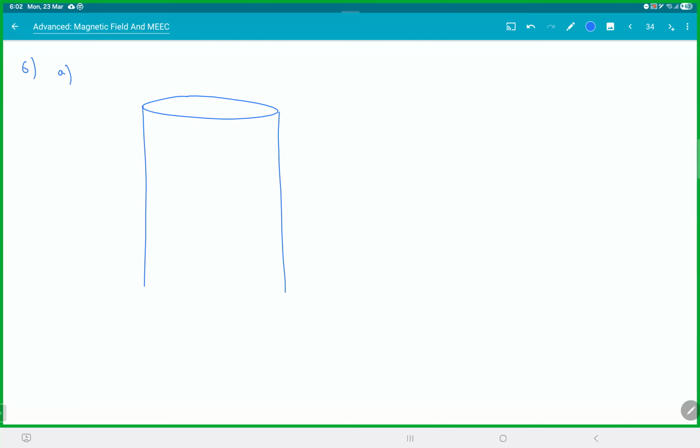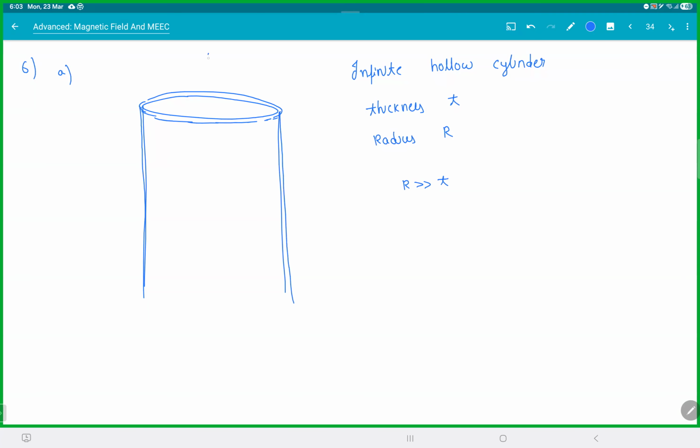So we have an infinite hollow cylinder. Thickness is T. Radius is R, and R is much, much greater than T, so there's a very small thickness. And current I is flowing on the surface.